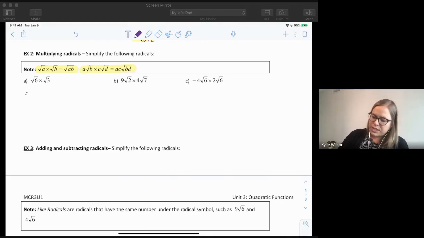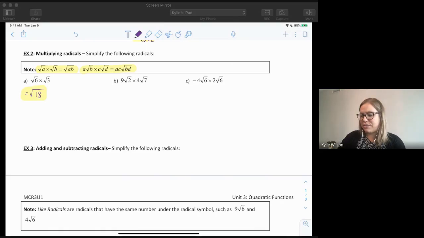So our first one here, we have root 6 times root 3. So because they're both under the square root and they're being multiplied, I now have root 6 times 3 is 18. So that would be my final answer.